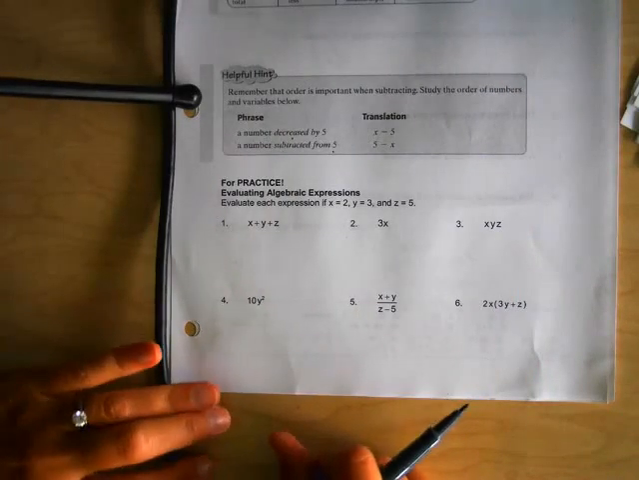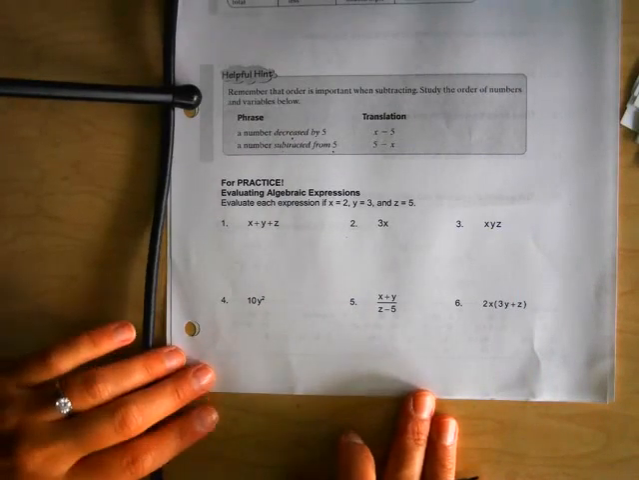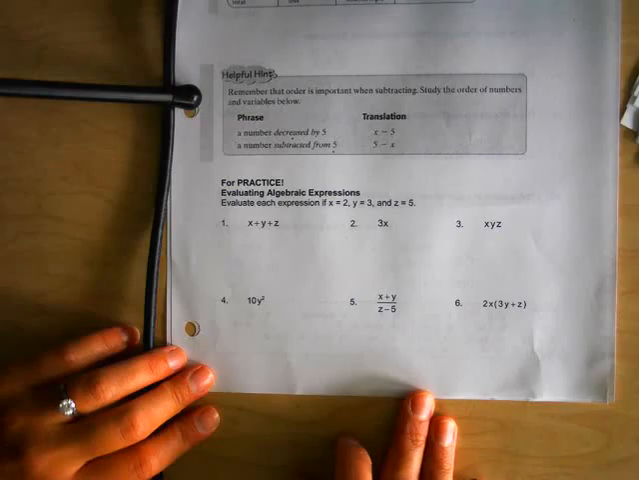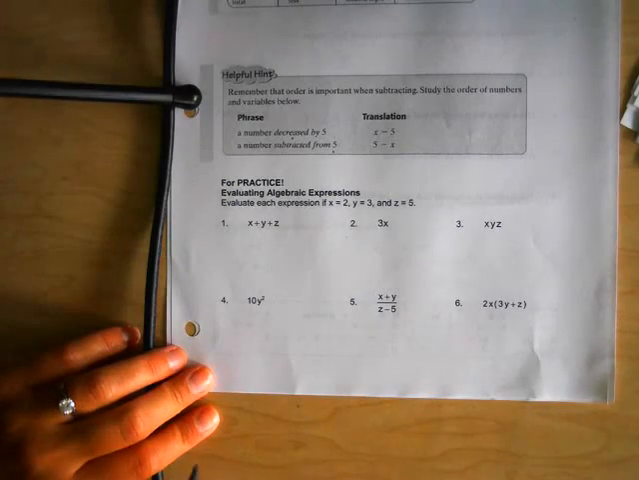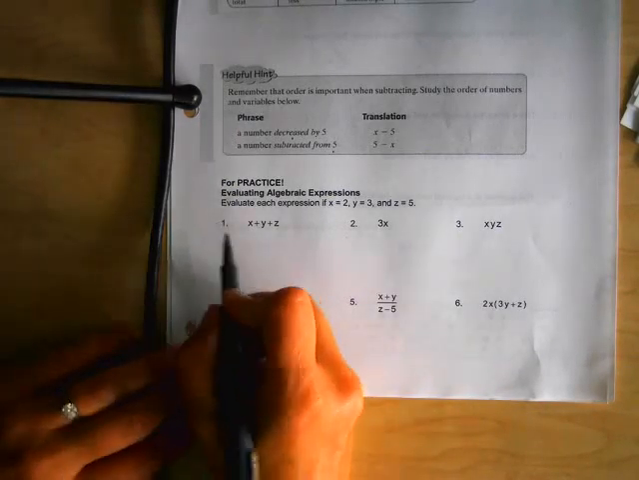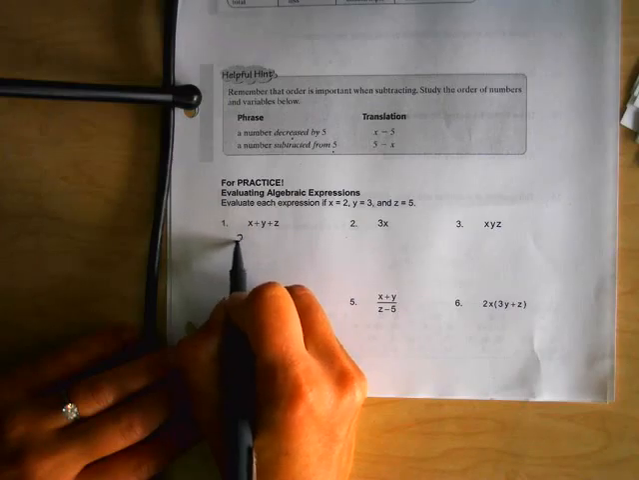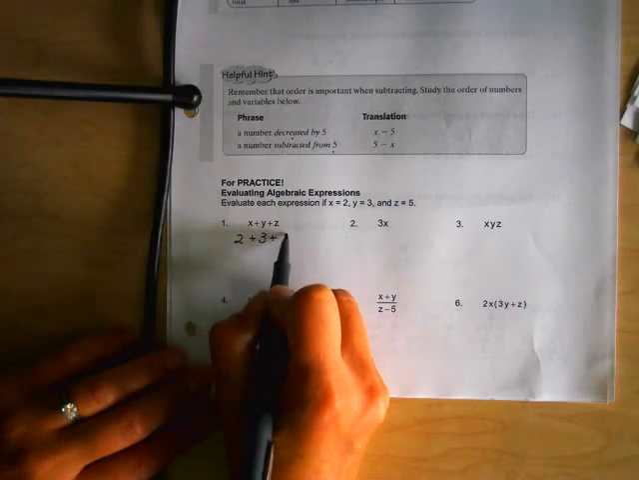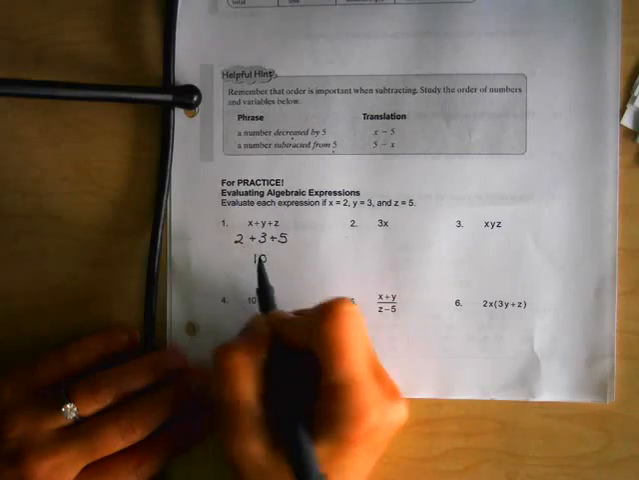What we can come up with. All right, let's do the first 6. And it's really just kind of a plugging and chugging concept, right? You just plug in the values and evaluate it. So for the first one, did you guys put 2 plus 3 plus 5 and get 10?